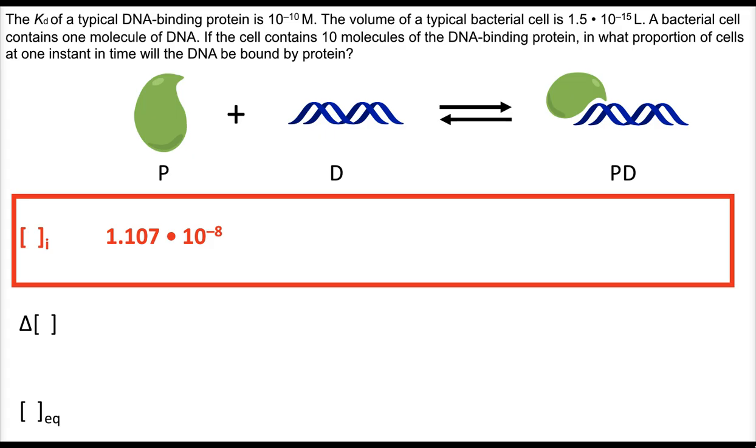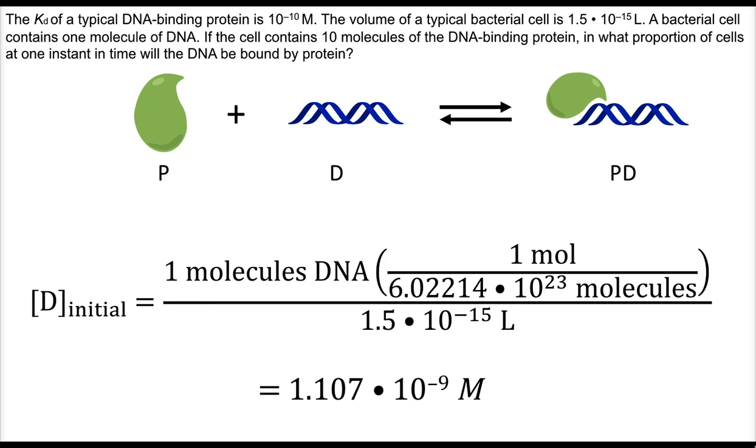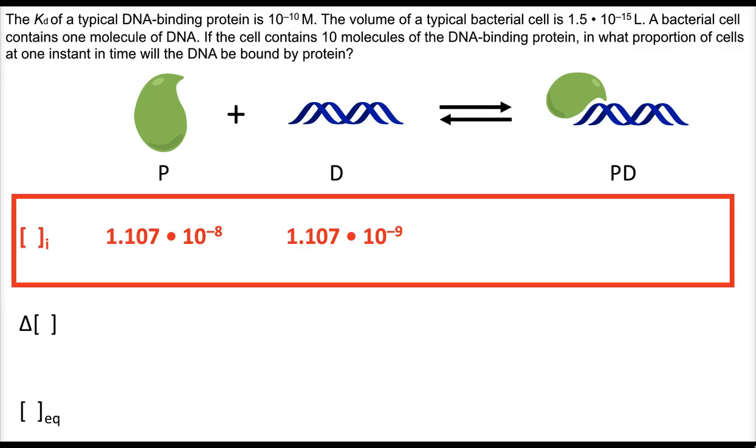I can find the initial concentration of DNA in a similar way. Recall that a bacterial cell contains only one circular chromosome. Thus, each cell contains one DNA molecule, which I convert to moles and divide by the volume. This number also goes into the ice chart. The last thing I need to find is the initial concentration of the protein-DNA complex, which is simply 0, because no complex is formed if a reaction hasn't yet taken place.